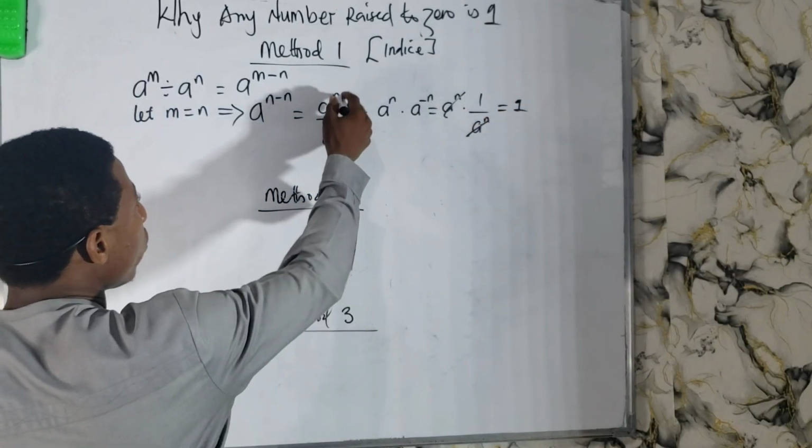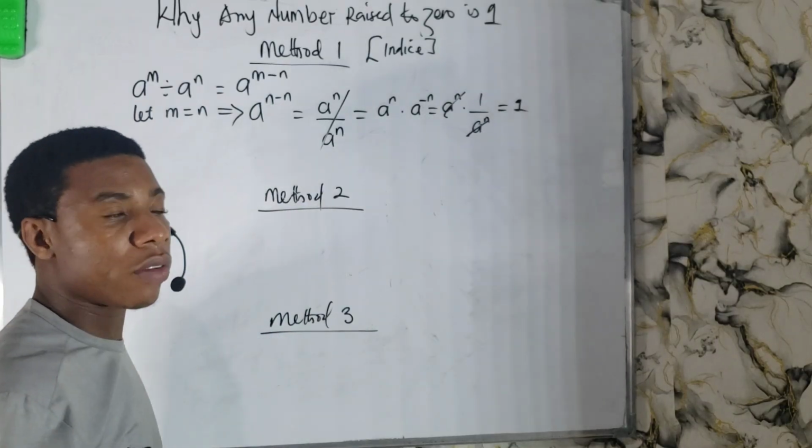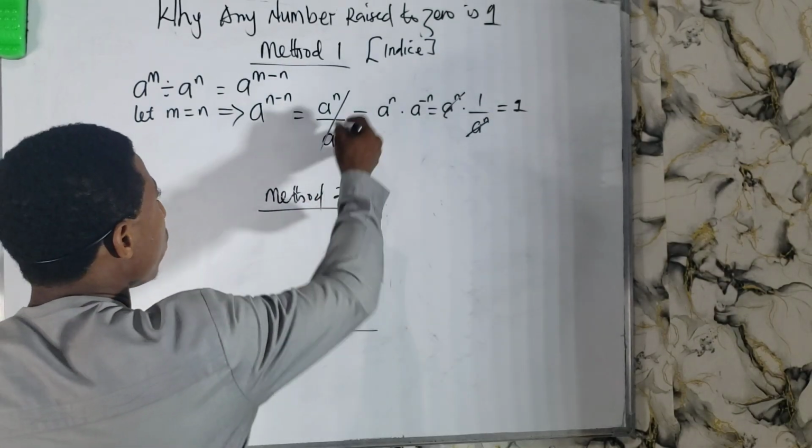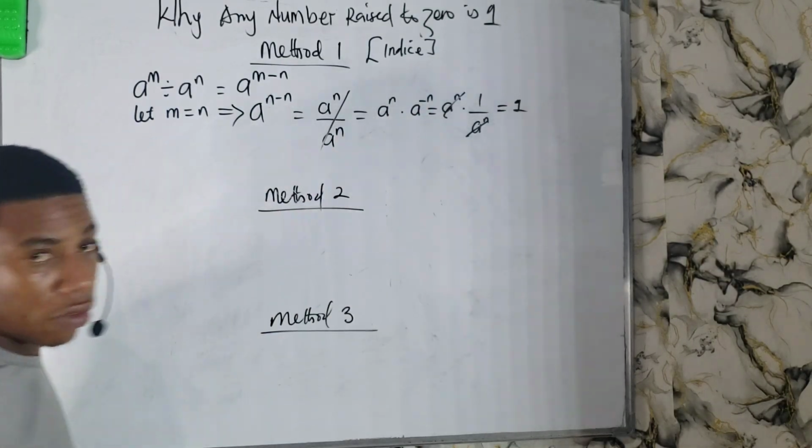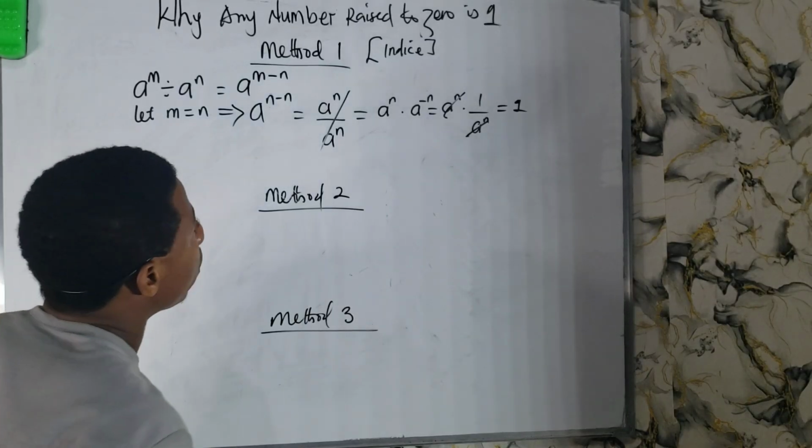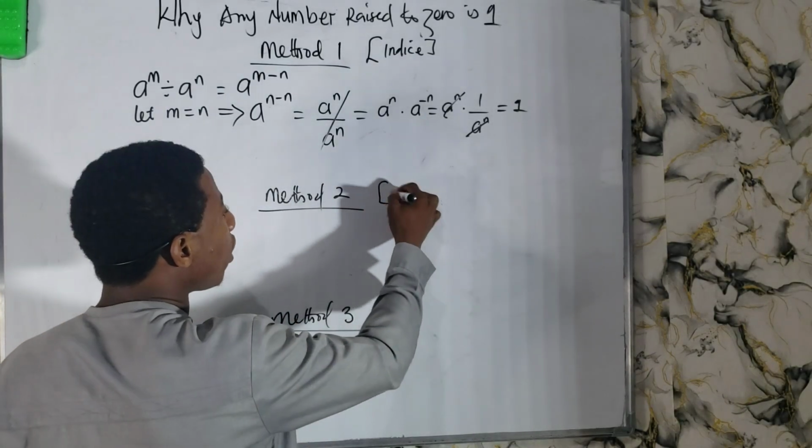Or you can still say that any number divided by itself, anything divided by itself, is still 1. Have you seen that? That's the first method. Another method is called the negative rule.